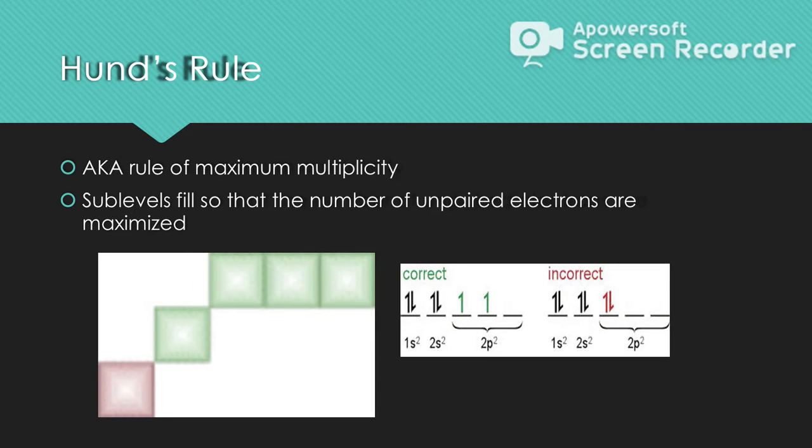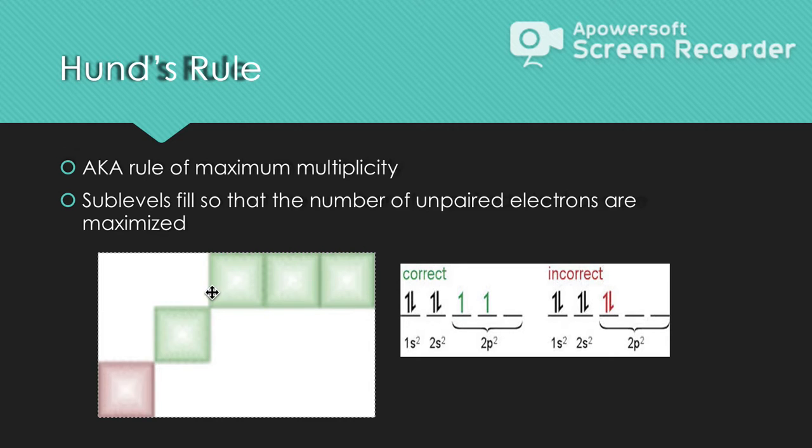Our third and final rule is Hund's rule. It's also known as the rule of maximum multiplicity. Test question, if you guys want to write that down somewhere. The sublevels fill so that the number of unpaired electrons will be maximized. So if you look at this diagram down here, 1, 2, I'd fill those 2 at first. 3, 4, I'm following Aufbau's principle.